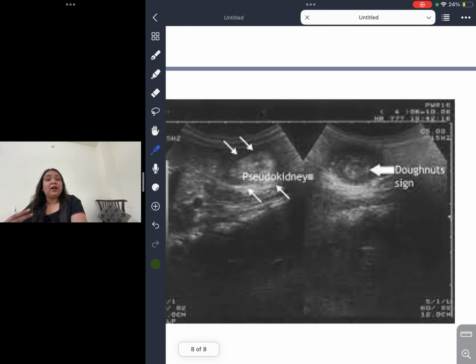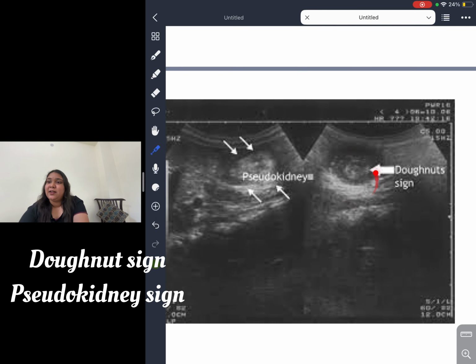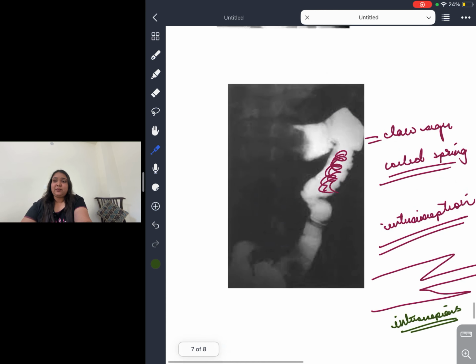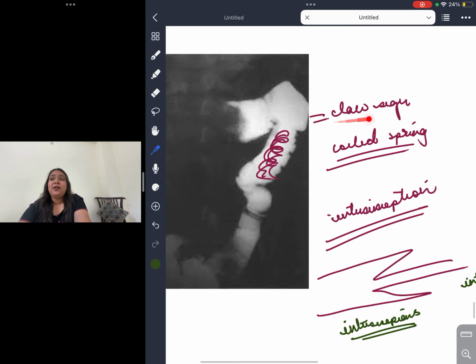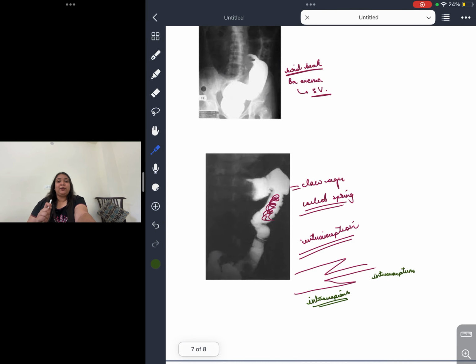Now if you take an ultrasound of a patient with intussusception, then you can find a donut sign. It looks like a donut, right? You can see a donut over here. So you can find a donut sign and you can find a pseudo kidney sign. So in intussusception, in ultrasound, we can have donut sign and pseudo kidney sign. And in the case of a barium enema, you can find a claw sign and a coiled spring appearance. So this was all about your intussusception.